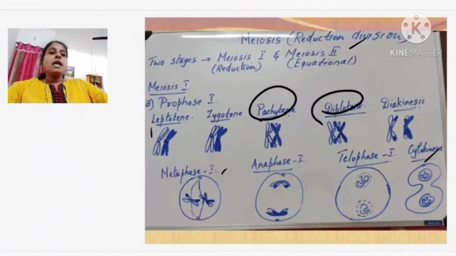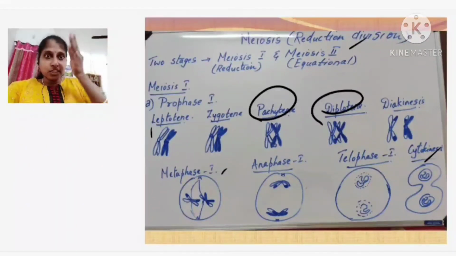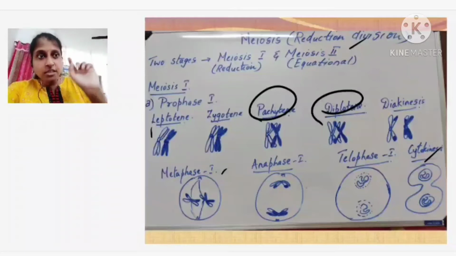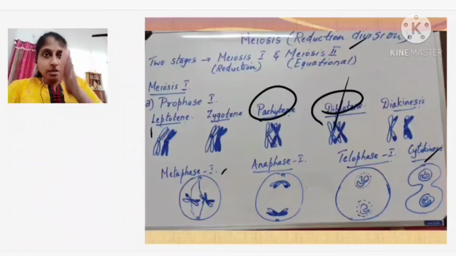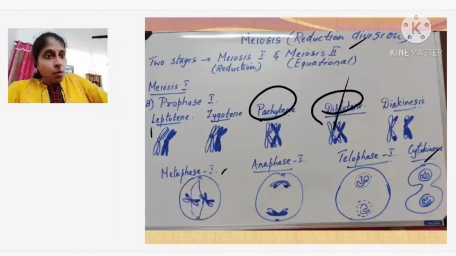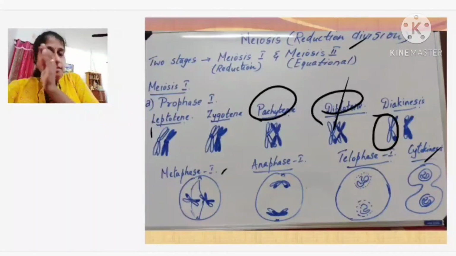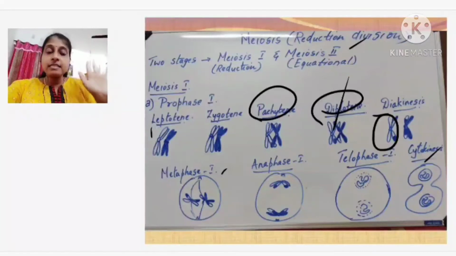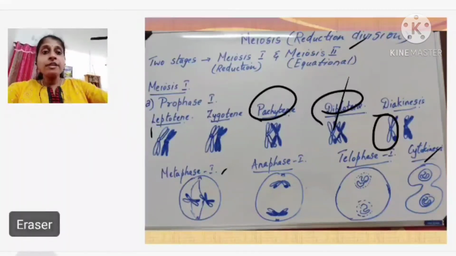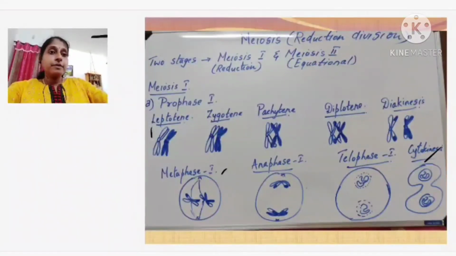Okay. Now, next is what? Diakinesis. In the diakinesis, what is happening in the chiasmata region, the touching region? There also separation has taken place. One set of chromosomes is moving this side and another set is moving this side. Like this, diakinesis is over. Clear? I will repeat once more so that it will become much clearer.